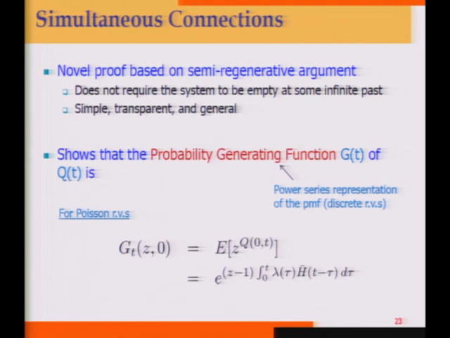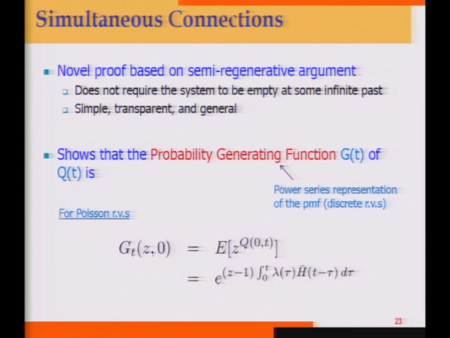A couple of points that were interesting: it does not require the system to be empty at some infinite past. This fits well because from the arrival plots that we saw, the system is almost empty after 12 a.m. at midnight. So you don't have to go to some infinite past to apply this model. You go to the beginning of the day, midnight, and your queue is empty. And there are some other assumptions that we do not make, which are made in the traditional proofs for M/G/infinity queues.